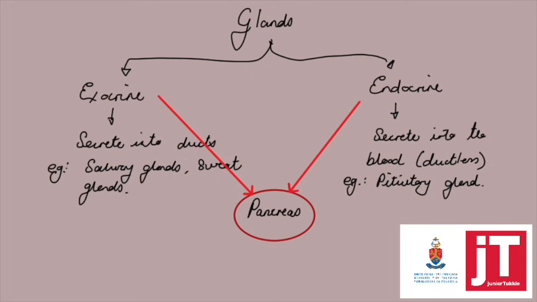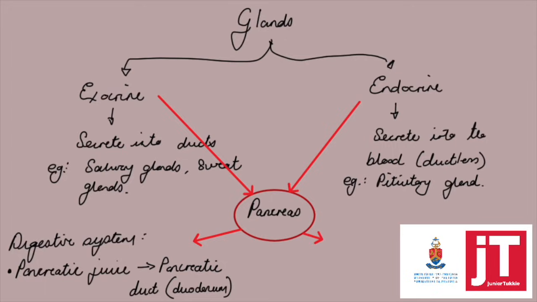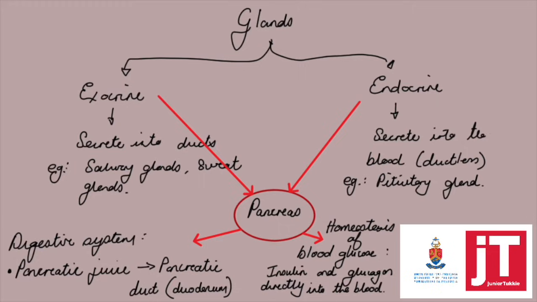And if we look at the pancreas as a gland in the body, it actually functions as both an exocrine and an endocrine gland. If we look at the pancreas and its role in the digestive system, we can see that pancreatic juice is secreted directly into the duodenum where it is going to take effect. Next, if we look at the pancreas as an endocrine gland, we can see that it is involved in the homeostasis of blood glucose, which means it delivers secretions, insulin and glucagon, directly into the blood to take effect at, amongst other places, the liver.